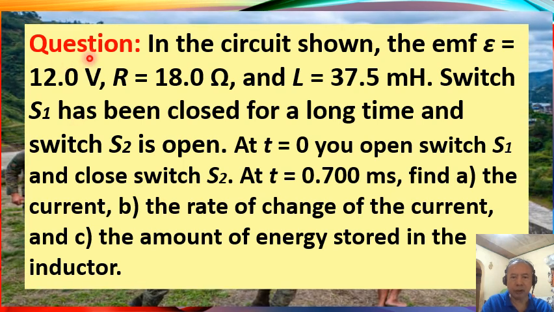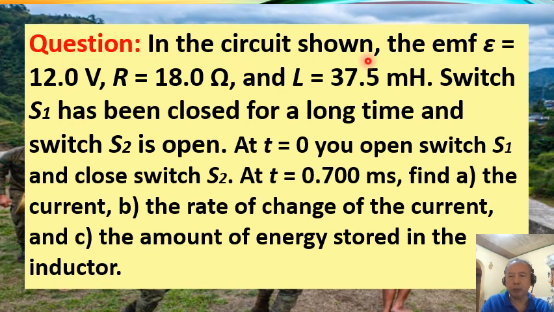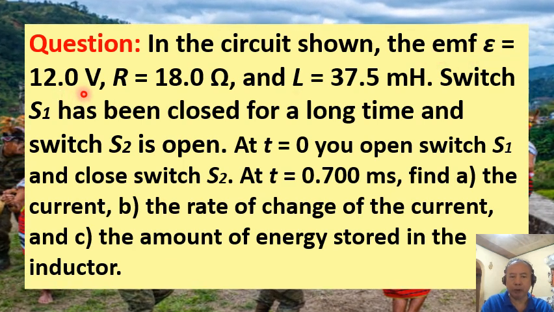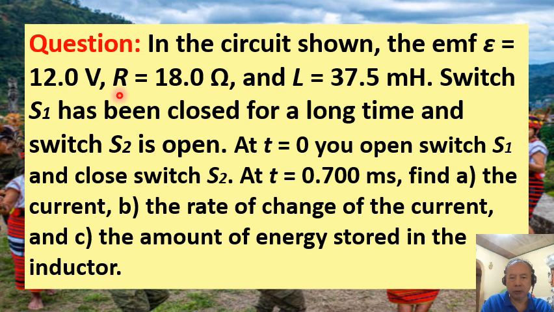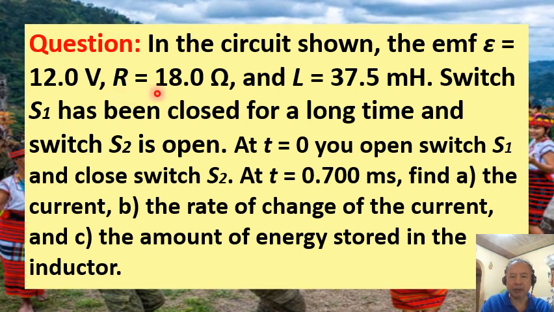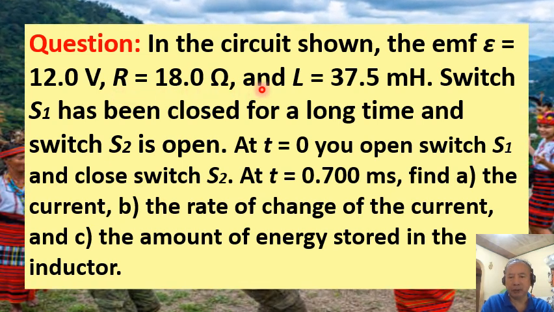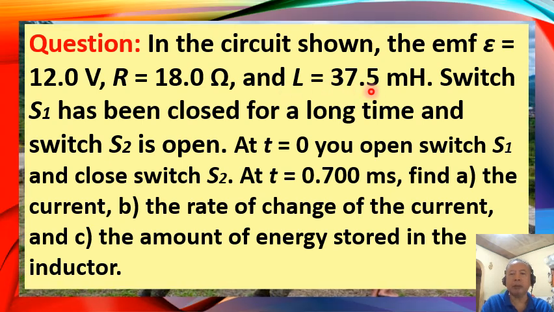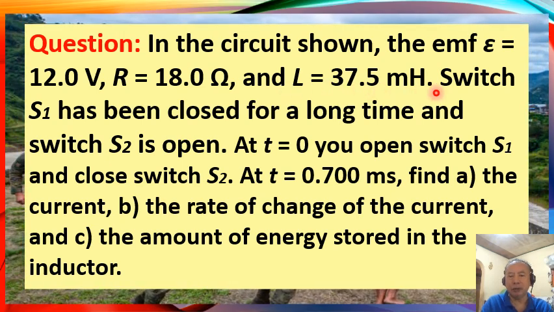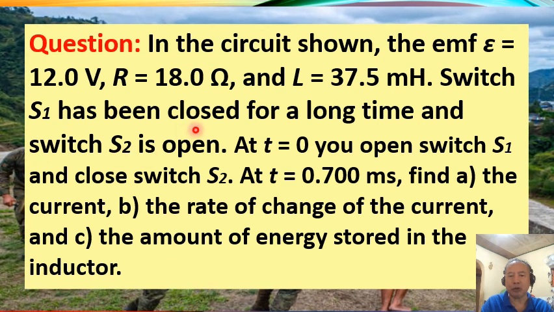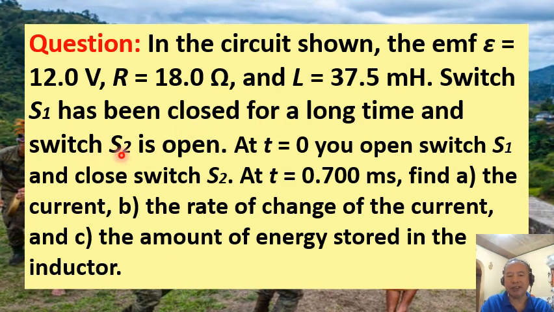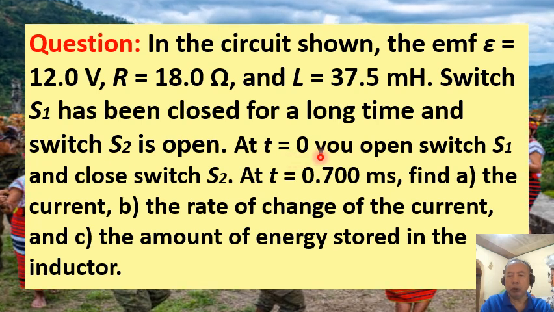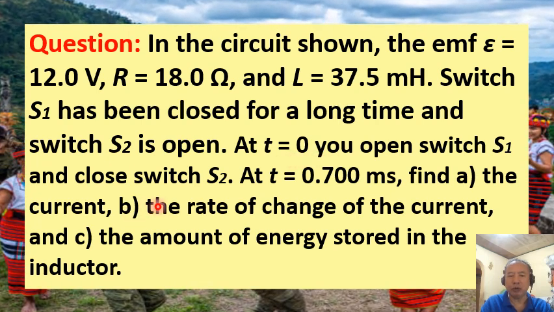The question is, in the circuit shown below, the EMF epsilon equals 12.0 volts. The resistance big R equals 18.0 ohms, and the inductance capital L equals 37.5 millihenry. Switch S1 has been closed for a long time, and switch S2 is open. At time equals 0, you open switch S1 and close switch S2.